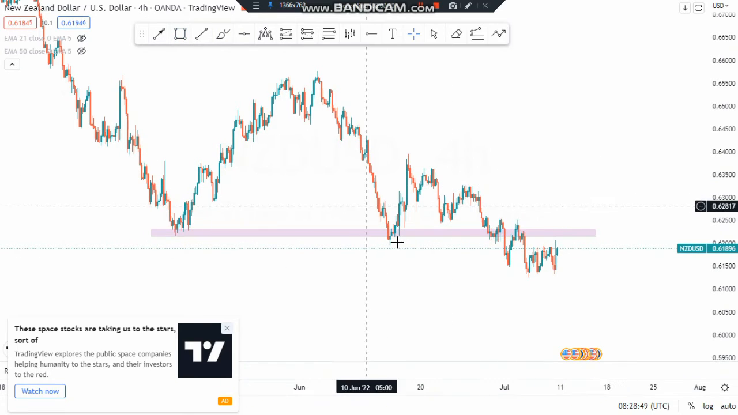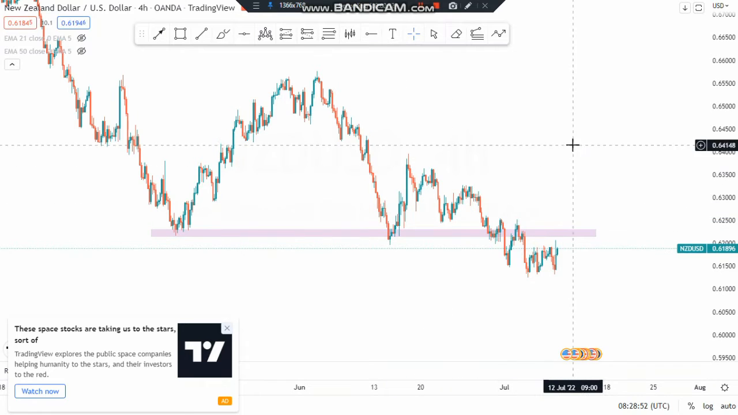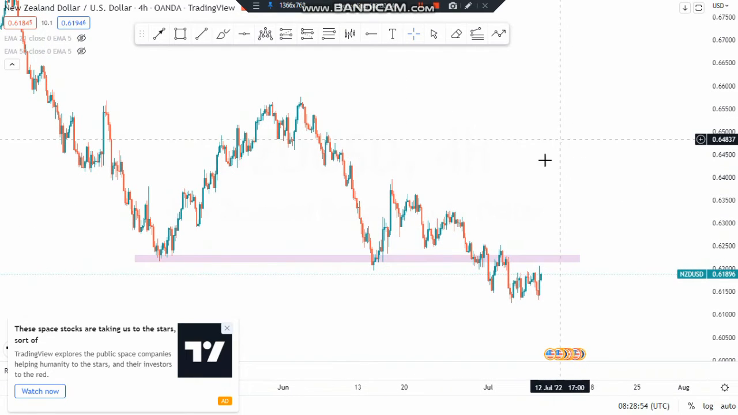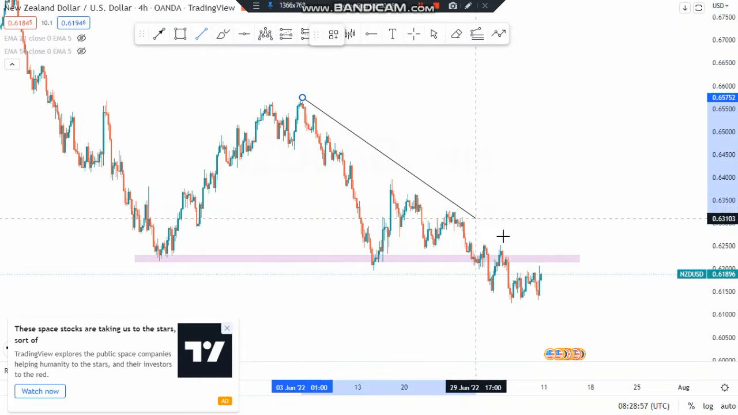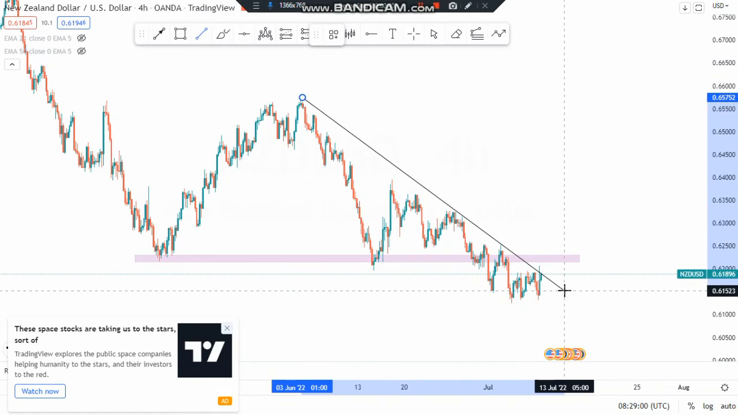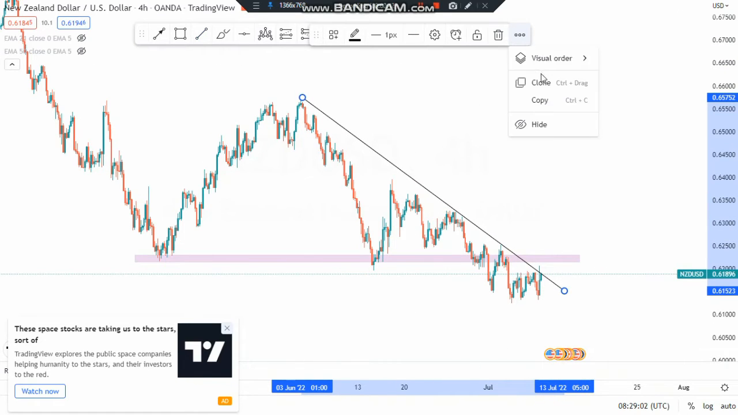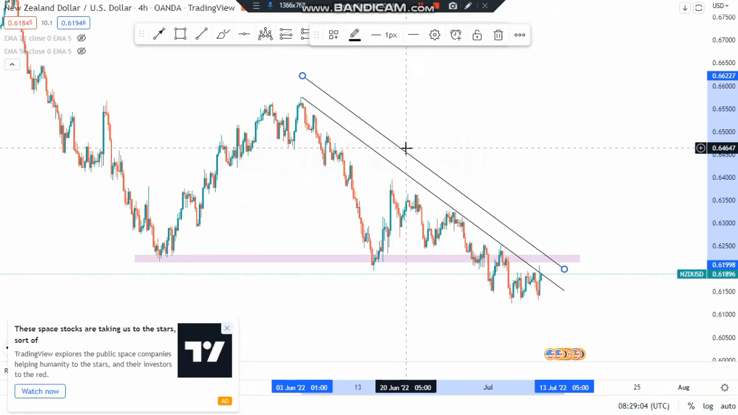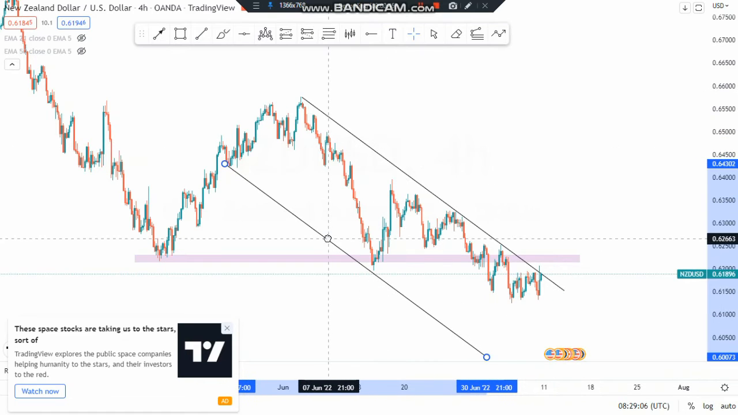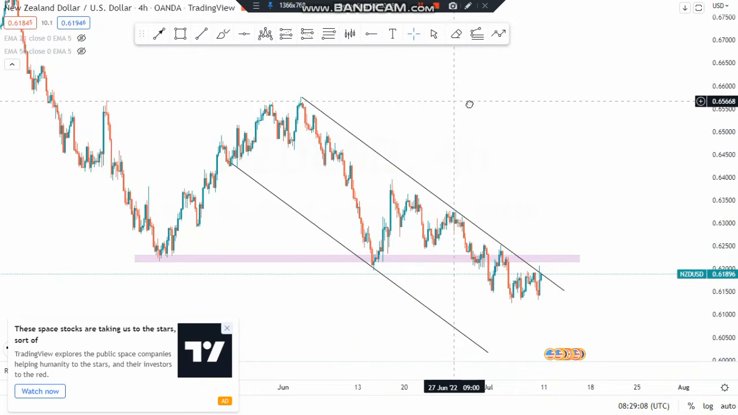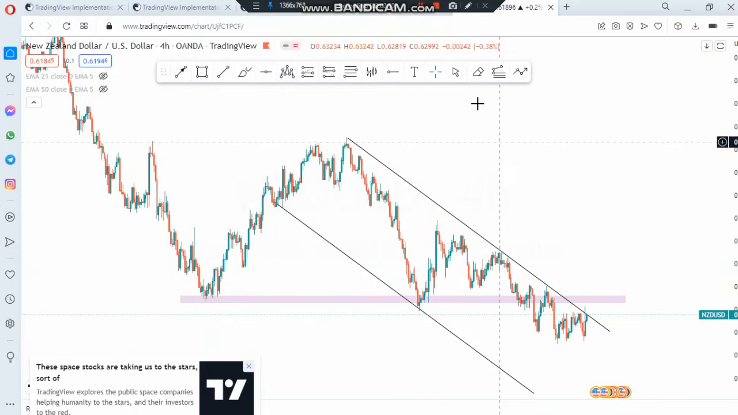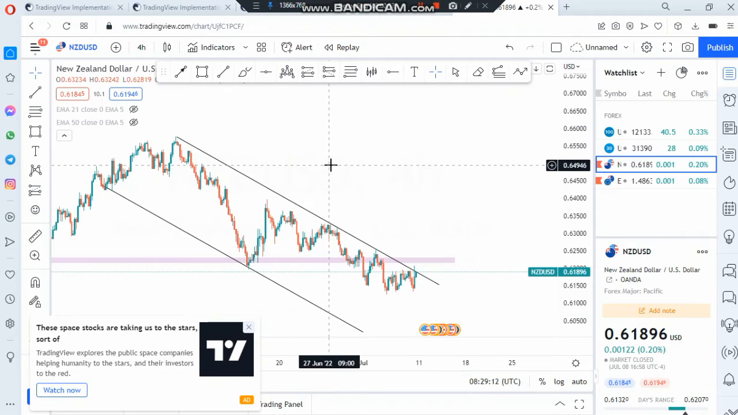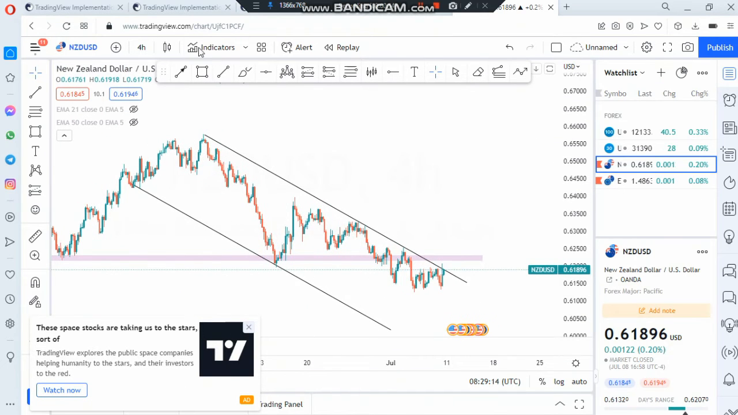So price touched this area, touched here, then broke below, and the next thing that we do is we draw our trend from here to here. This is the trend that I see, guys. This is the trend that we have, and we need to draw our demand and supply. Sorry, we need to mark our zones.